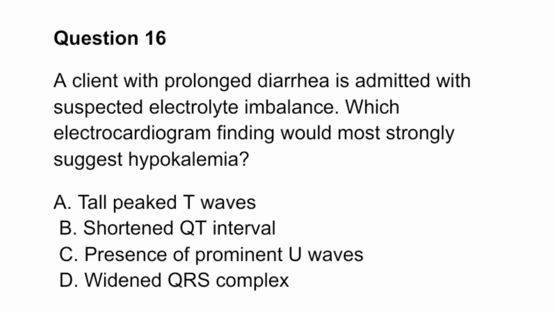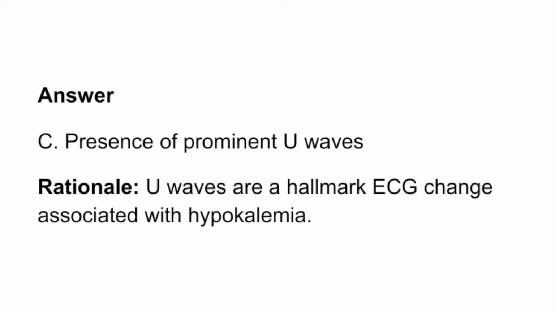Question 16. A client with prolonged diarrhea is admitted with suspected electrolyte imbalance. Which ECG finding would most strongly suggest hypokalemia? A. Tall peaked T waves. B. Shortened QT interval. C. Presence of prominent U waves. D. Widened QRS complex.